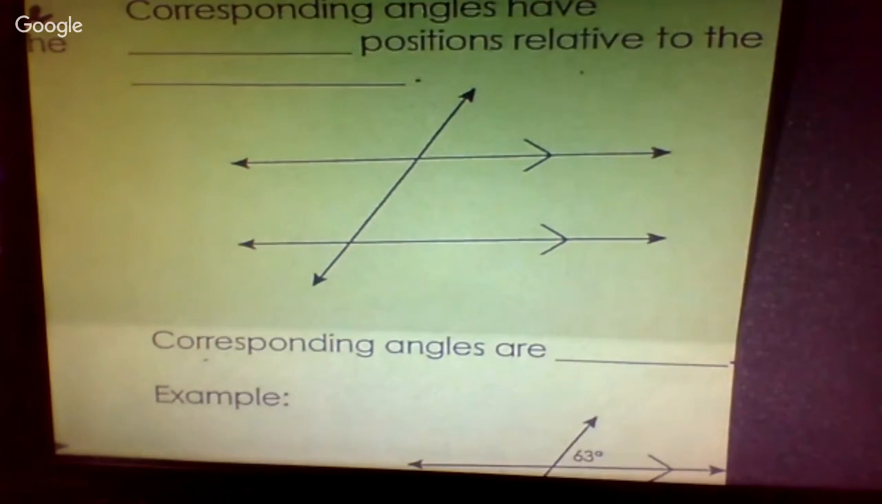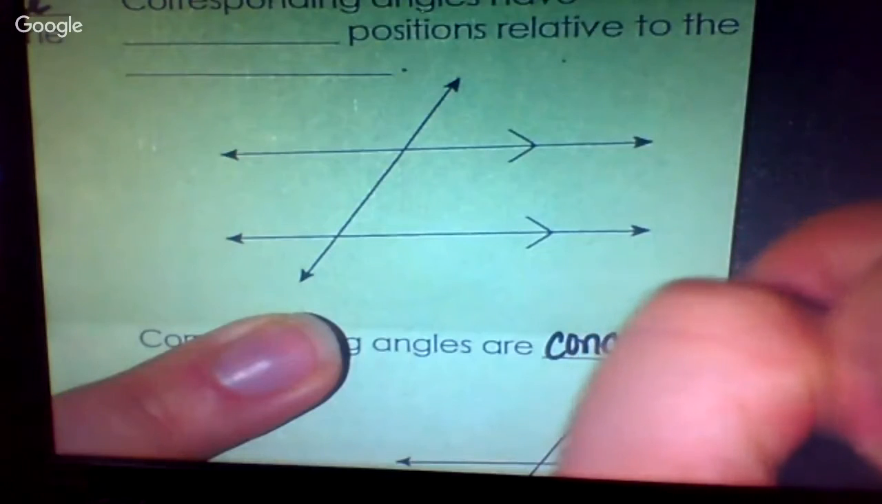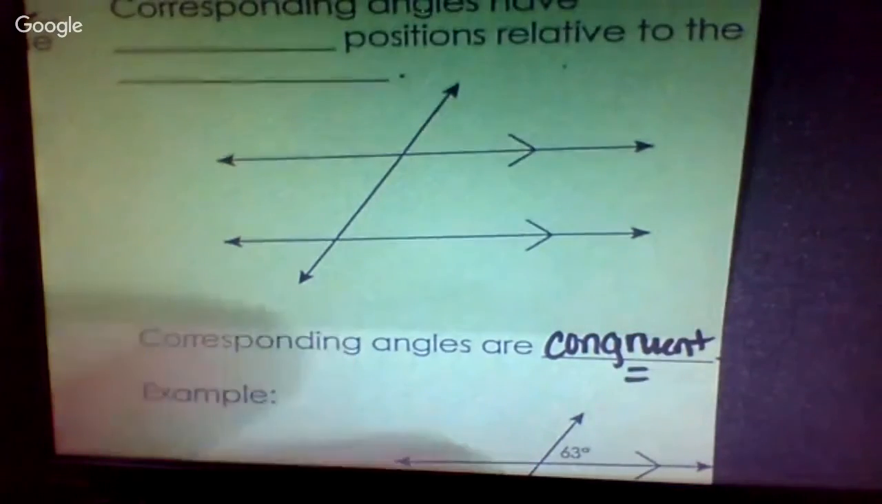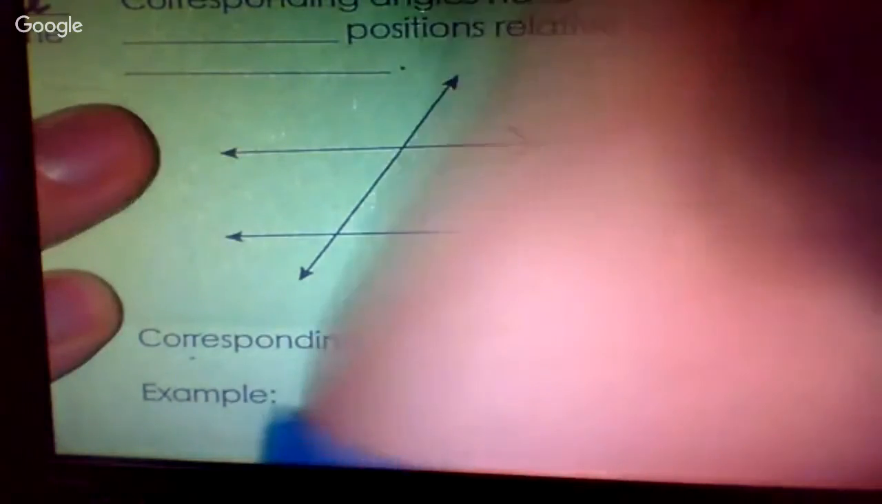Corresponding angles. What did we talk about with corresponding angles? They're congruent. Okay, so this bottom is their congruent. What does congruent mean? Same. Equal. They're the same. However you want to look at it. So, corresponding angles have corresponding positions relative to the transversal.